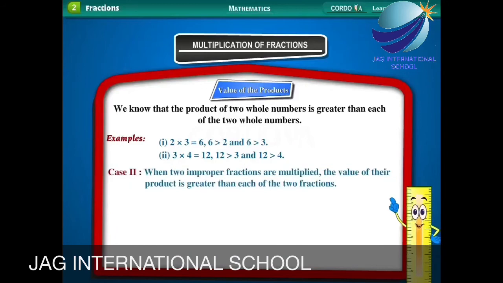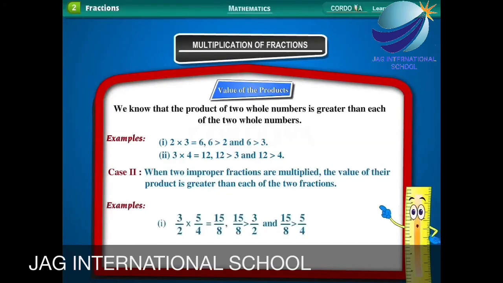Case 2. When two improper fractions are multiplied, the value of their product is greater than each of the two fractions. Examples: 3/2 × 5/4 is equal to 15/8. 15/8 is greater than 3/2 and 15/8 is greater than 5/4. 5/3 × 7/2 is equal to 35/6. 35/6 is greater than 5/3 and 35/6 is greater than 7/2.